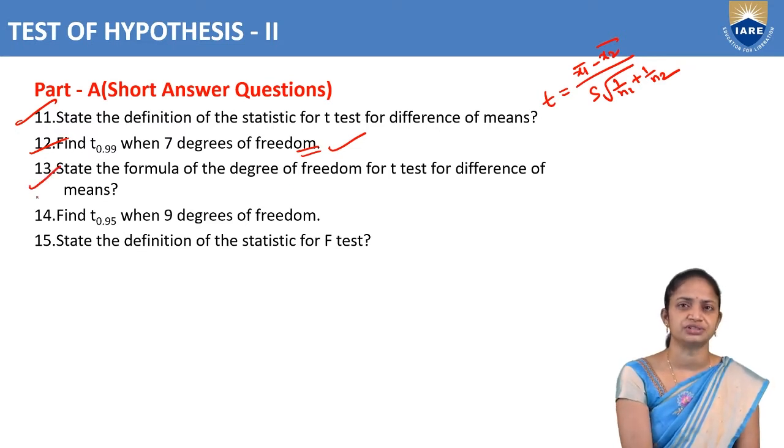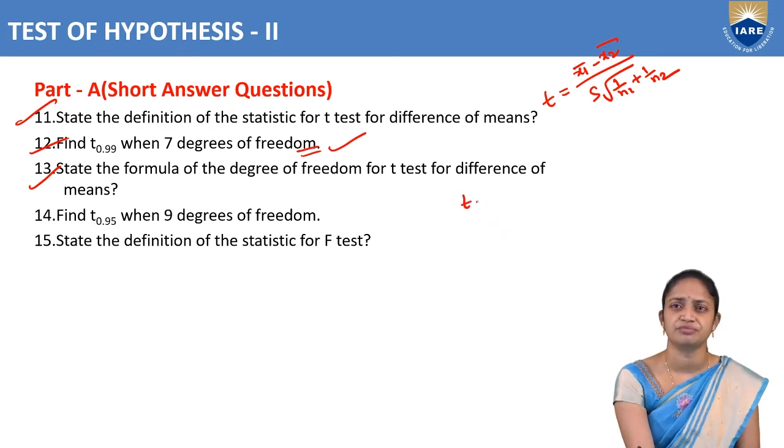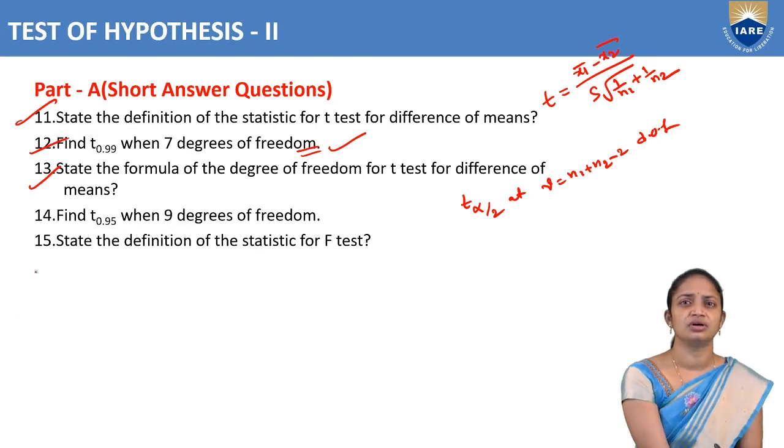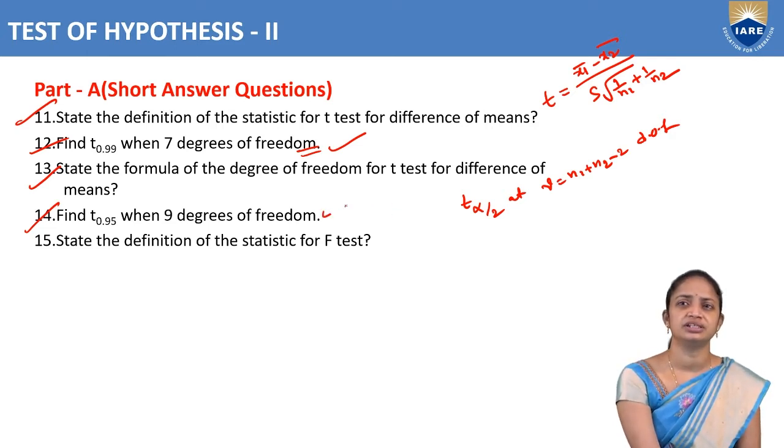Coming to the next question: state the formula of the degrees of freedom for the t test for difference of means. We take t alpha, or t alpha by 2, at nu equal to n1 plus n2 minus 2 degrees of freedom. Next question: find t 0.95 when 9 degrees of freedom. We take this value from the t distribution table.